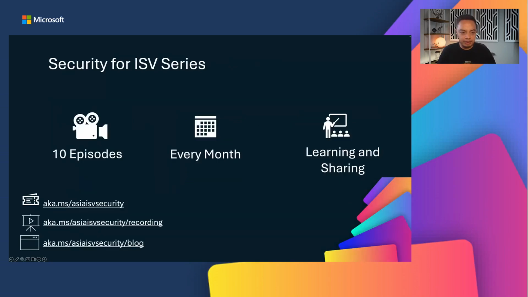This is why we're introducing the Security for ISV series, to recognize the importance of embedding security for all of our ISVs and to help ISVs navigate these challenges. We bring in the series a comprehensive collection of webinars designed to provide ISVs with the tools, insights and strategies to enhance their security posture in today's AI world. We have a total of 10 episodes. It occurs every month, and we want it to be a forum where we can learn and share together around any topics related to security, and specific challenges and lessons learned from ISVs.